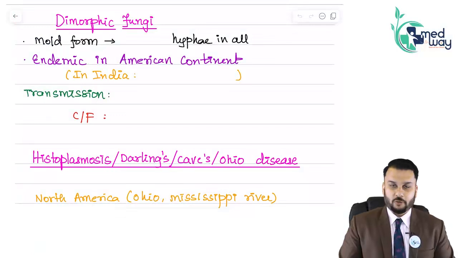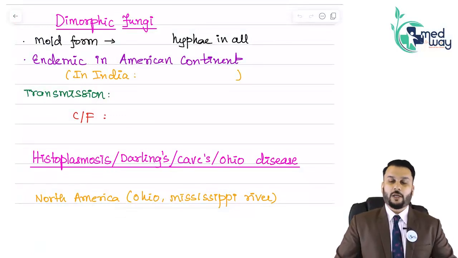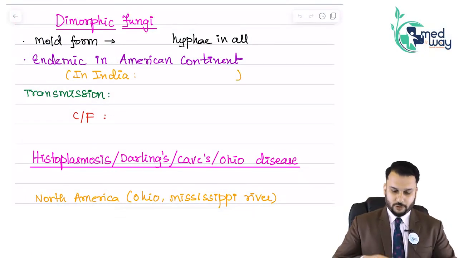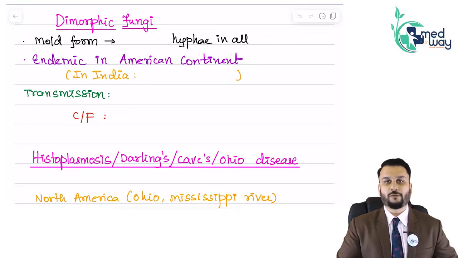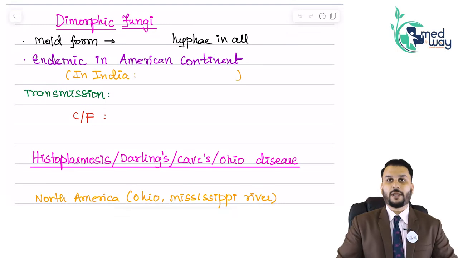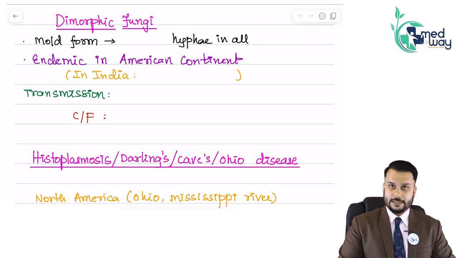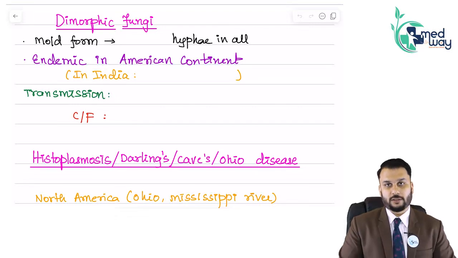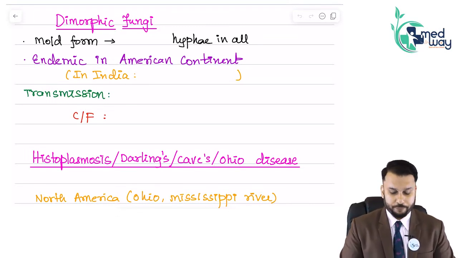So let's start with dimorphic fungi, dear friends. Now, when you talk about dimorphic fungi, one thing is very clear. We all know that the dimorphic fungi exist in two shapes. One is the form of yeast, another is mold, and we said that this happens due to different temperatures. So anyway, I'm not going to discuss that once again.